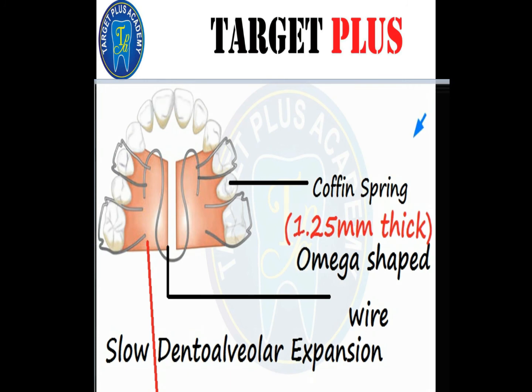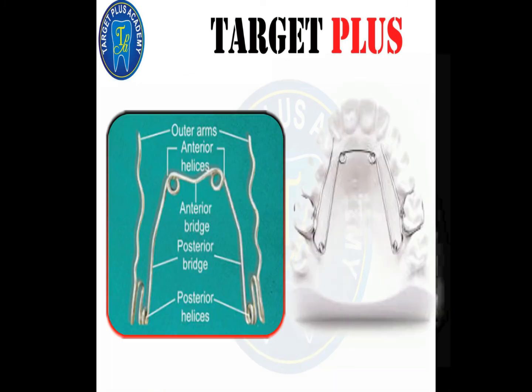Now next is the quad helix. Quad helix has evolved from the coffin spring. Quad helix consists of two anterior and two posterior helices. So these are the 1 and 2, the two anterior helices, and these are the two posterior helices, the third and the fourth helix. The portion of wire in between the two anterior helices is known as the anterior bridge, and between the posterior helices it is known as the palatal bridge. So this is the anterior bridge and this is the palatal bridge.